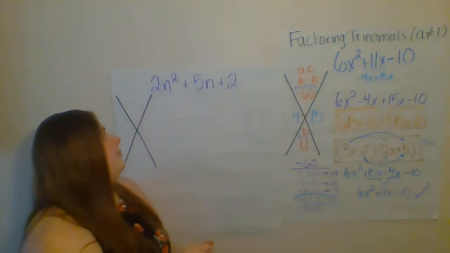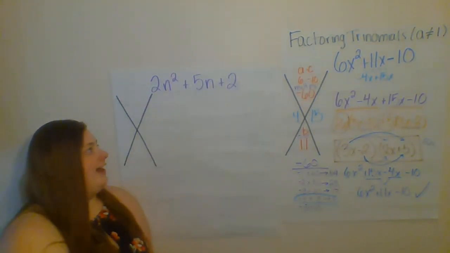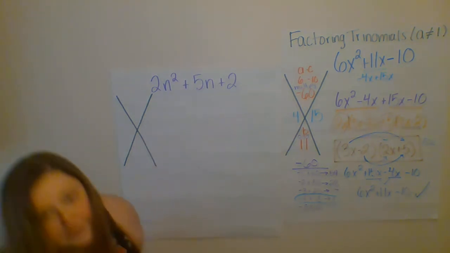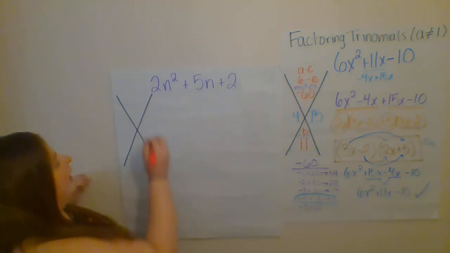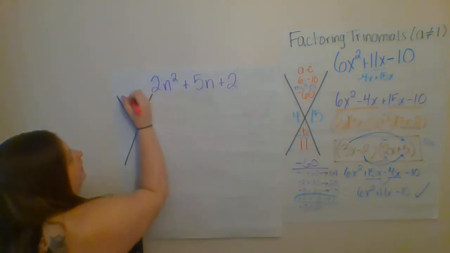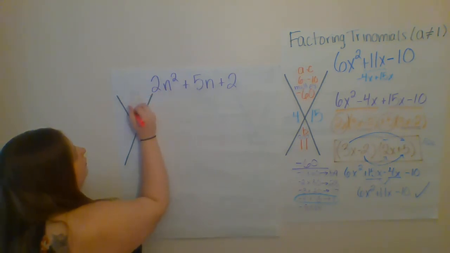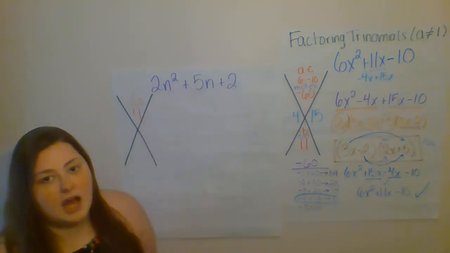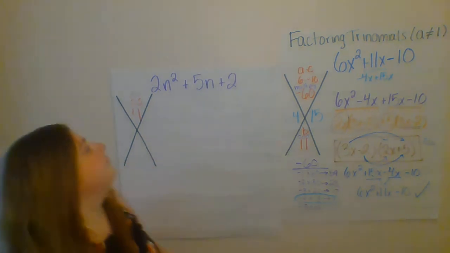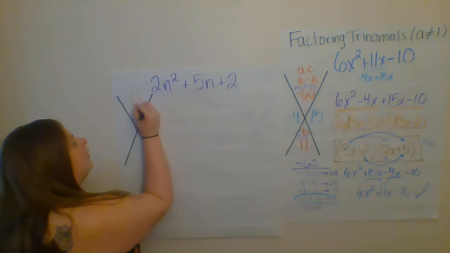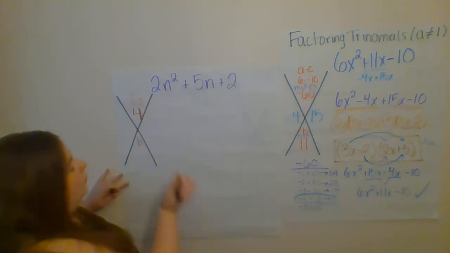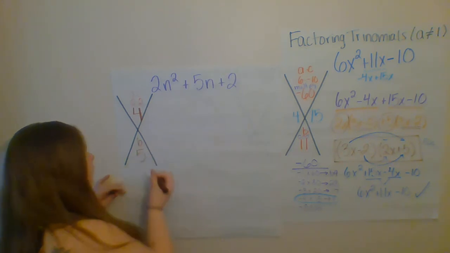All right, this second example, we have 2n squared plus 5n plus 2. We're going to follow the same steps. So the first thing that we do is multiply our a times c. Our a is 2, our c is 2. So it's going to be 2 times 2, which gives us 4 up top. Let me use a different color so you can see that better. And then our bottom, we put our b, which is 5.